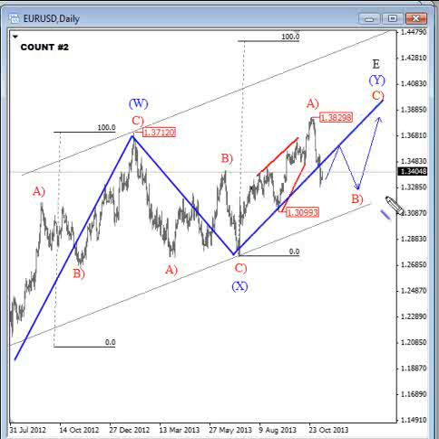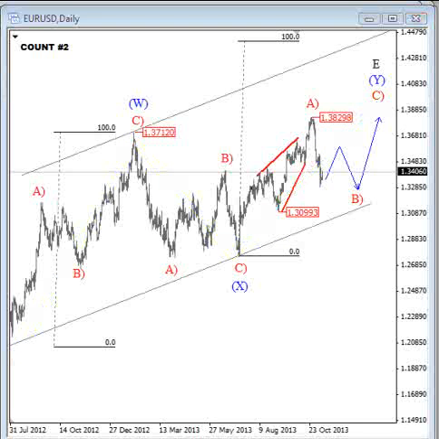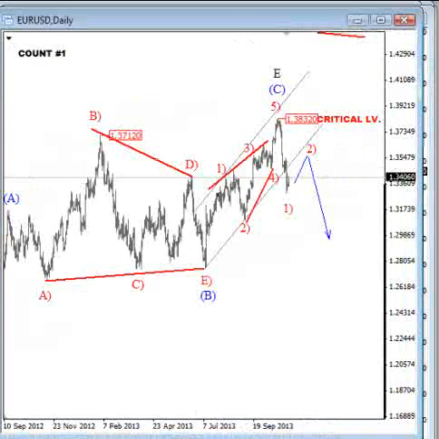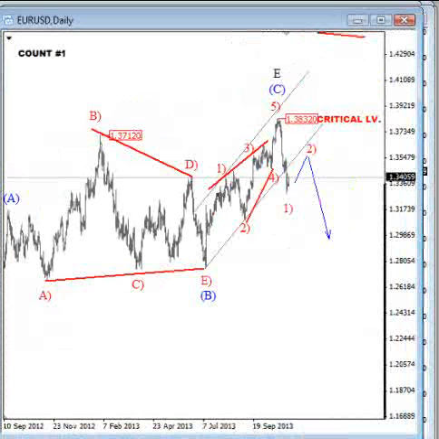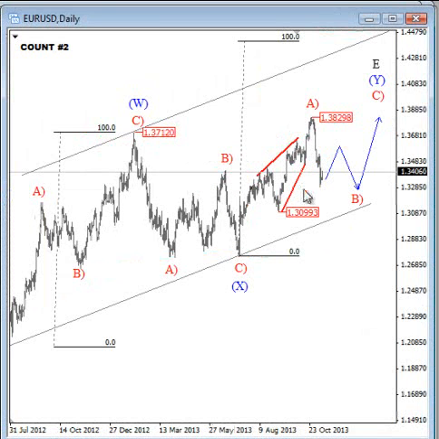And the main difference between wave count 1 and wave count 2 is that in wave count 1 I labeled this as an ending diagonal in wave C, while here it is labeled as a leading diagonal in wave A. Okay, but even if this wave count would prove correct, we are now in a corrective phase down in wave B of an incomplete recovery.